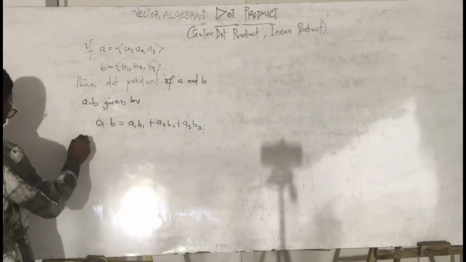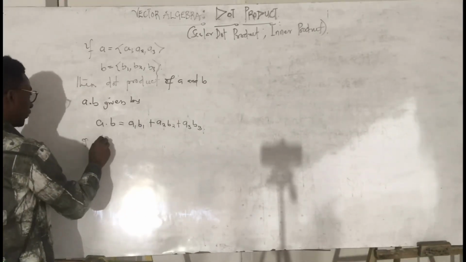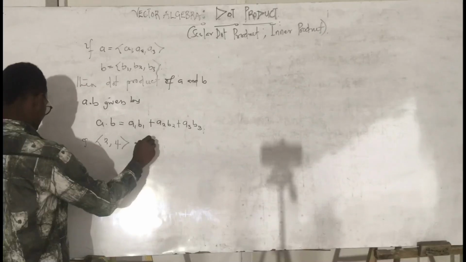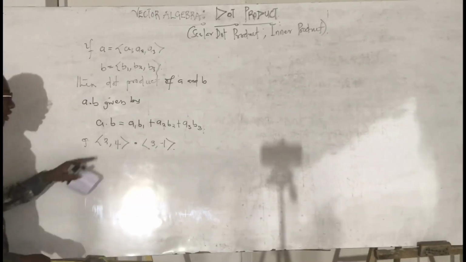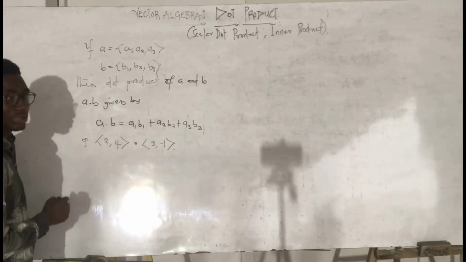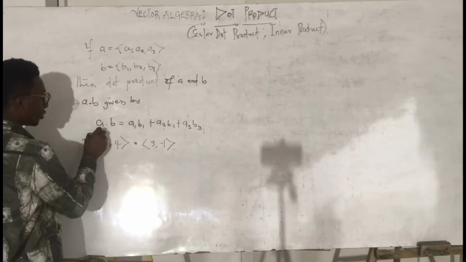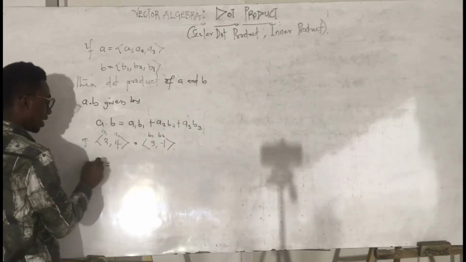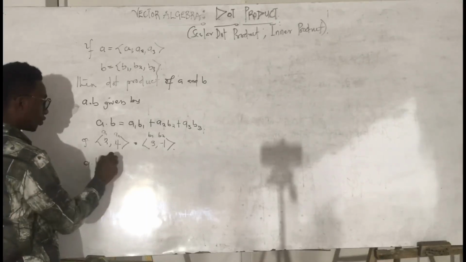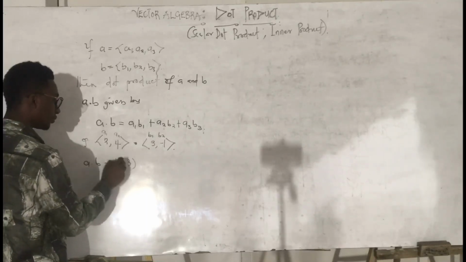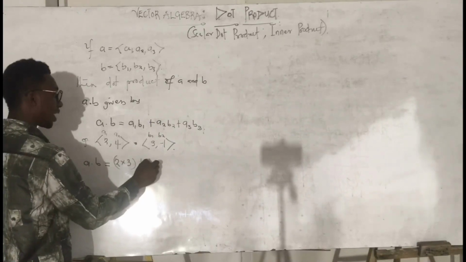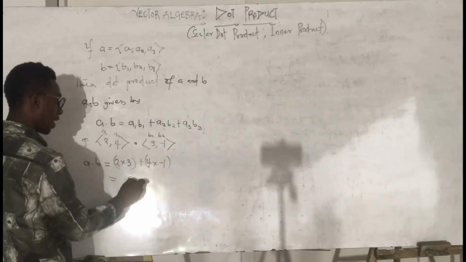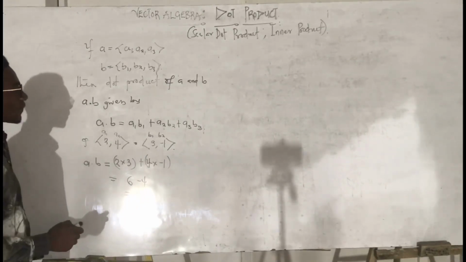For instance, let's look at the vector (2, 4) in a dot product with (3, -1). I want to find their dot product. Let's assume here is A1, A2, B1, B2. The dot product is 2 times 3 plus 4 times -1. So you get 6 minus 4, and that will give you 2.